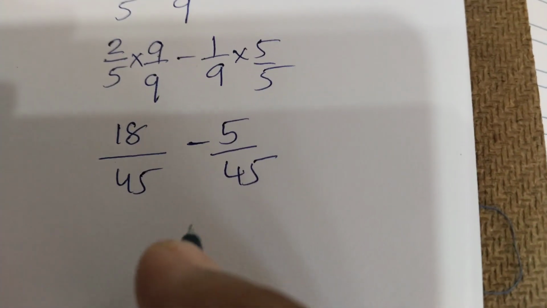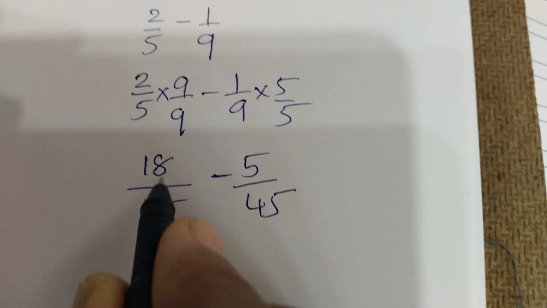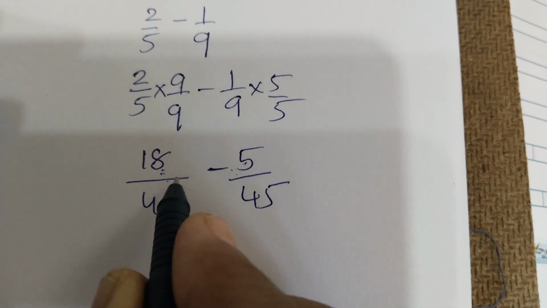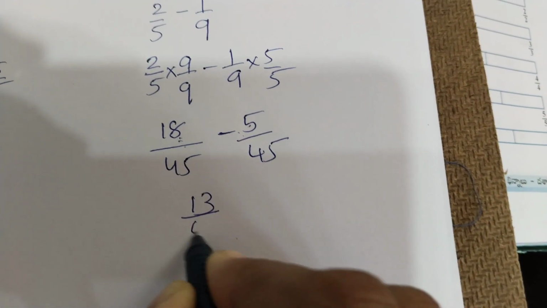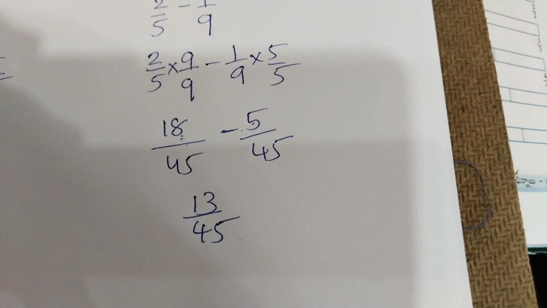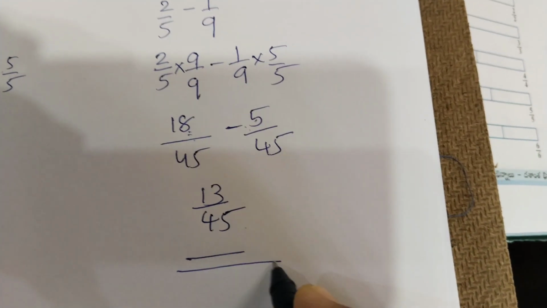Now these fractions are converted to like fractions. So 18 minus 5, how much? 13 by 45. Okay, so this is the answer.